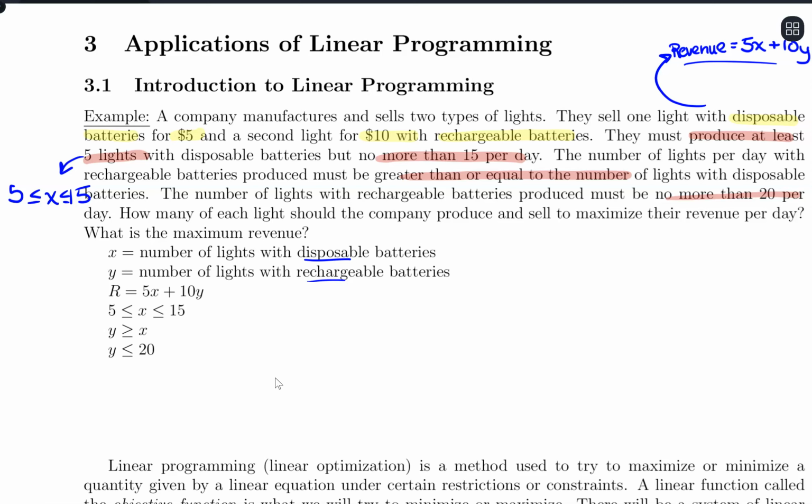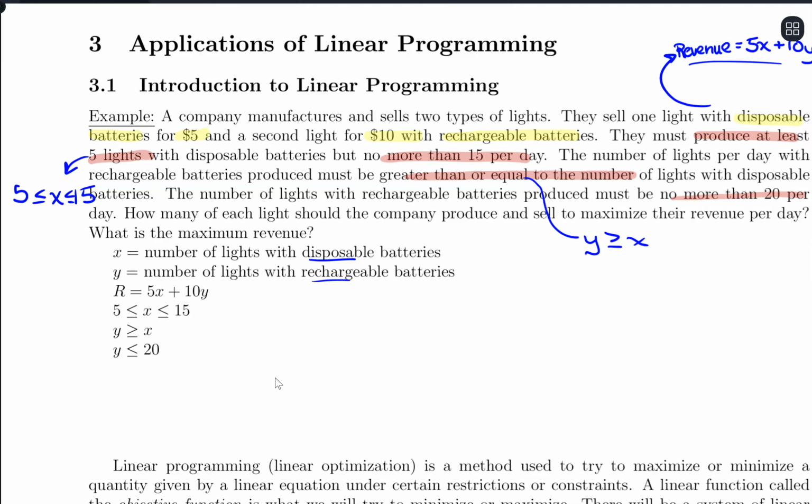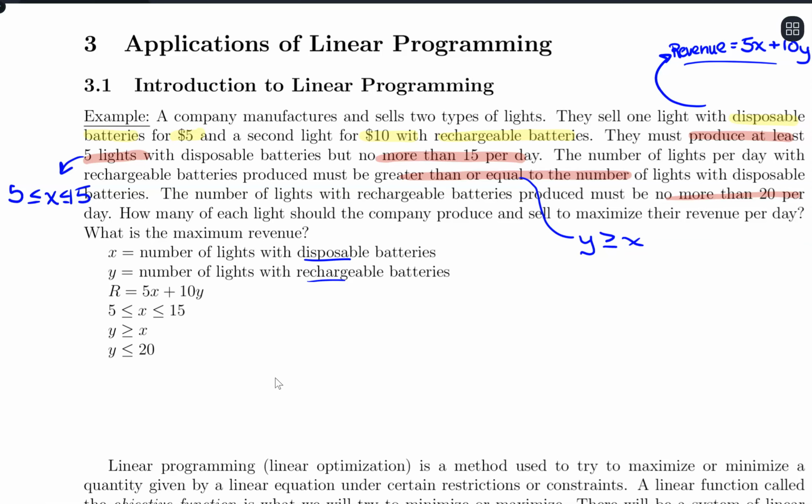Then for the rechargeable batteries, the number produced must be greater than or equal to the number of lights with disposable batteries. So rechargeable is Y, so it has to be more than or equal to X. And then the number of lights with rechargeable batteries produced must be no more than 20. So it's restricted that it can't go beyond 20. So actually for Y we could do a single inequality, saying X is the lower bound because it has to be greater than or equal to X, but can't pass 20.